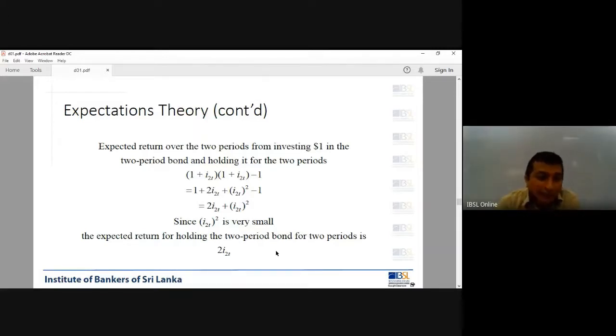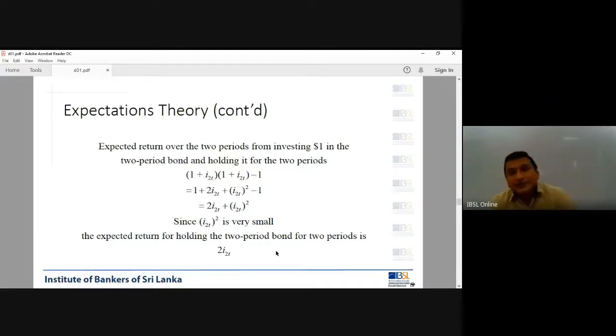Since I2T square is very small in the expectation hypothesis, they take that as negligible and conclude the expected return for holding a 2-period bond for 2 periods is nothing but 2 times I2T. So that additional 1 rupee return that they are looking at, they treat as very small. This itself is what drives the liquidity premium theory to explain the upward sloping structure, when we come to that explanation. So the expectation hypothesis very simply says that the expected return of holding a 2-period bond for 2 periods is nothing but 2 times the interest rate of the 2-period bond that you are looking at.